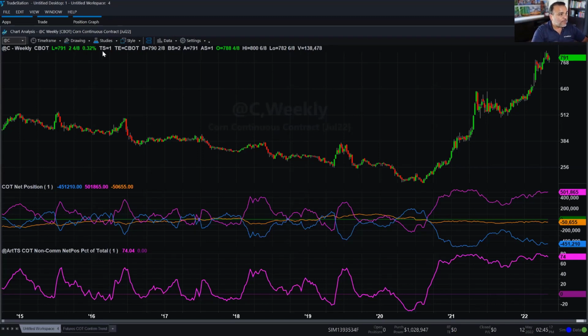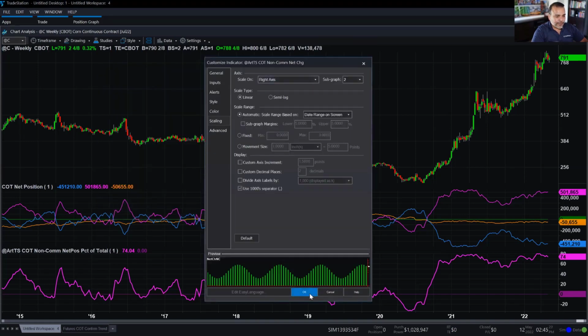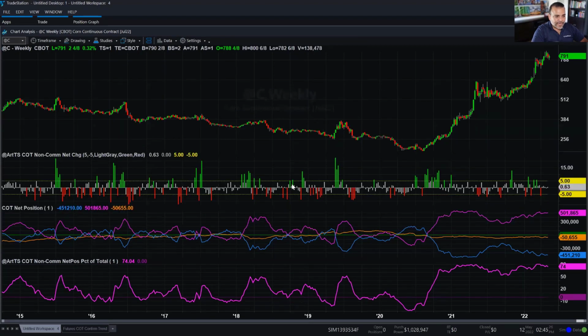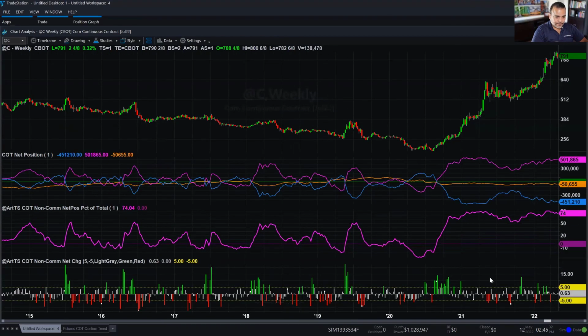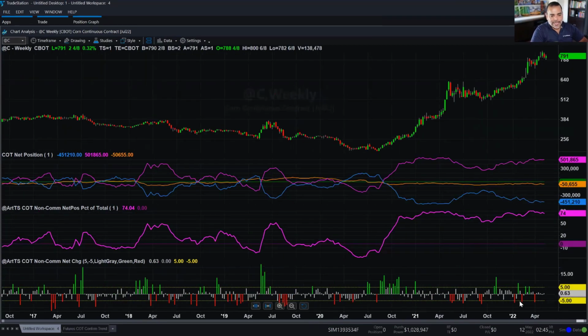There's an indicator that I supplied also right there in the custom ELD. I'm going to go here to studies and add study. It's called ART-TS non-commercial net change. Very cool indicator. I made a few modifications to the original one, so I did not create the original one. Let me put it down here. Because what this indicator is telling you is the change from one period to the next, which is important. So it looks at the difference between one week and another.